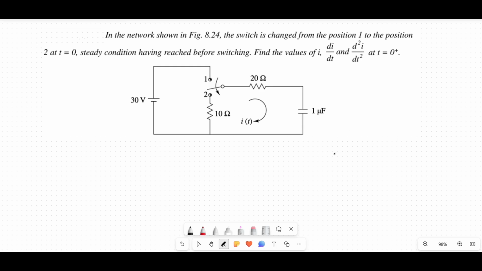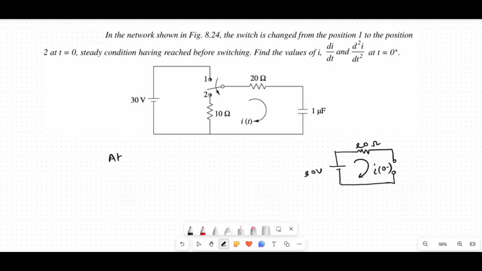That means whenever we are connected to point 1, if we draw the circuit, it will be like this. We have the 30 volts, then through 1 it is connected to the 20 ohm resistor. The 10 ohm resistor is not connected because this circuit is open, and we have the capacitor here. If it has already attained the steady state, then the capacitor will behave as an open circuit. So let's see what will be the value of i at t equals 0 minus.